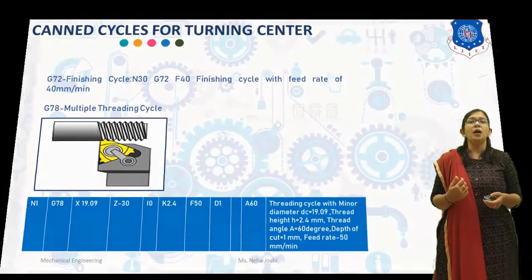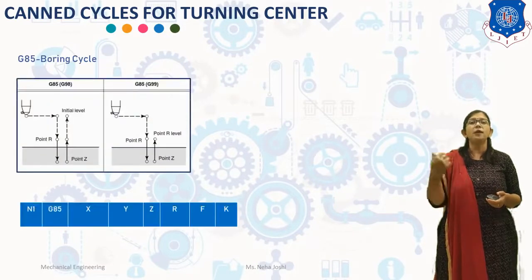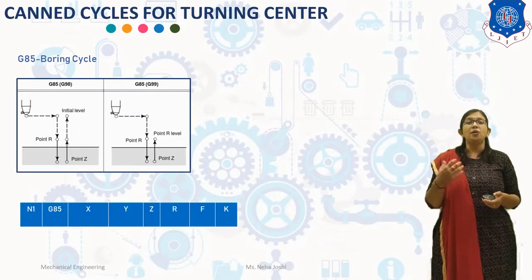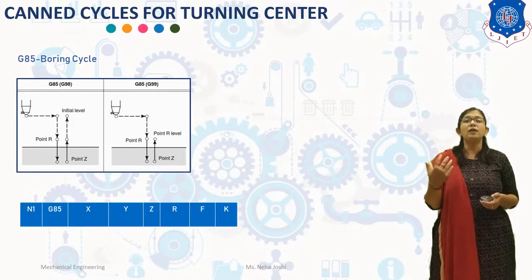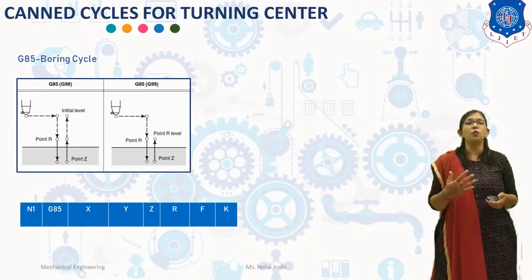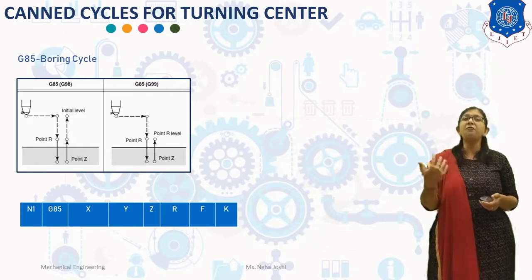Okay. Now the next canned cycle is G85, which is known as a boring cycle. As you can see here in the diagram, different steps in the boring cycle. First is the sequence number, then G85 is the boring cycle. Here different coordinates are used. XY is for hole position, Z is the absolute boring depth, R is the tool starting position above the hole, F is the cutting feed rate, and K is the number of repeats if required.